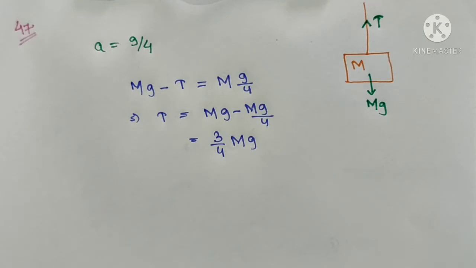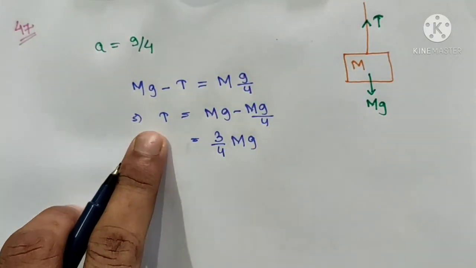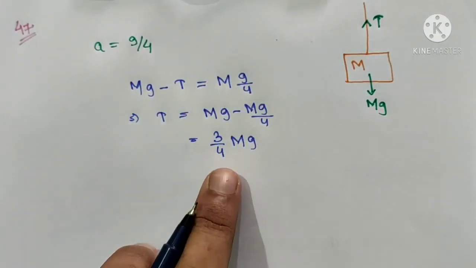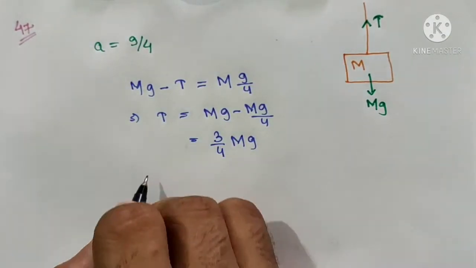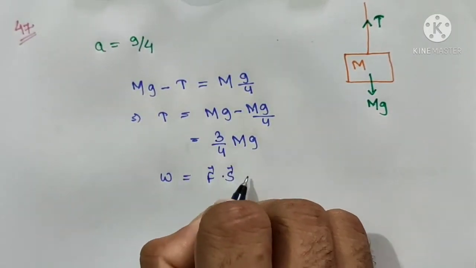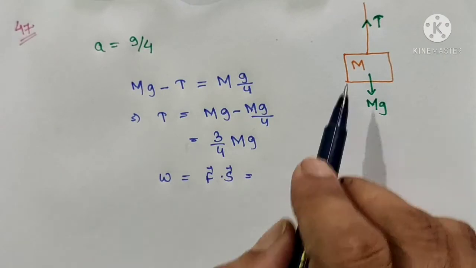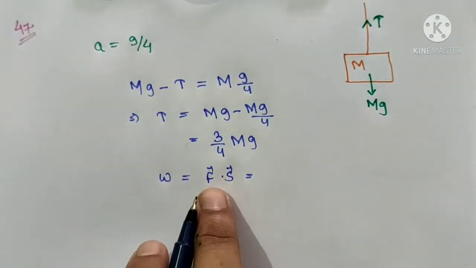We have to calculate the work done by this cord on this block. Now the tension force due to this cord on the block is 3/4 mg. So work done can be calculated like the dot product of force and displacement. And here force is in this direction and displacement is downward. So the angle will be 180 degrees.